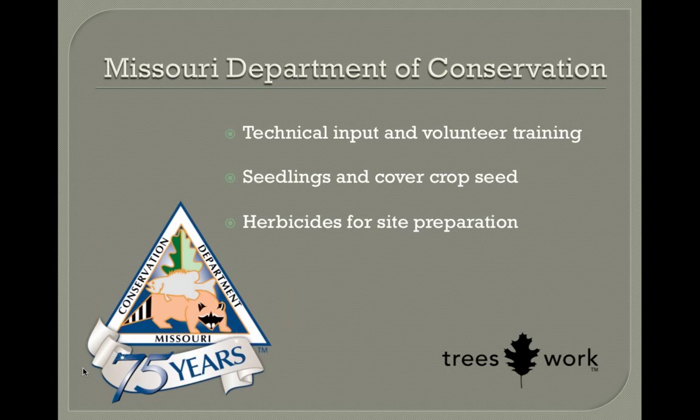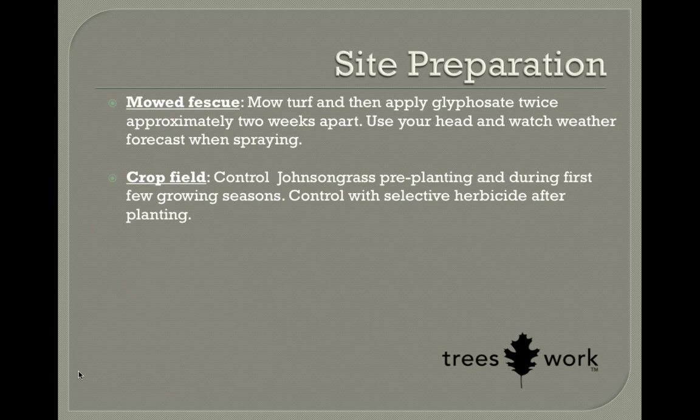On the crop field conversions, our big problem around here with crop fields, especially if they've been fallow or have flooded recently, is Johnson grass. And you really need to make sure pre-planting and during the first few growing seasons that you control that. You can control it with glyphosate pre-planting, and then afterwards they do make very good over-the-top herbicides that are grass-specific that you can control that. But that seems to be our biggest weed problem when we're doing crop field conversions, in our area at least, is the Johnson grass.